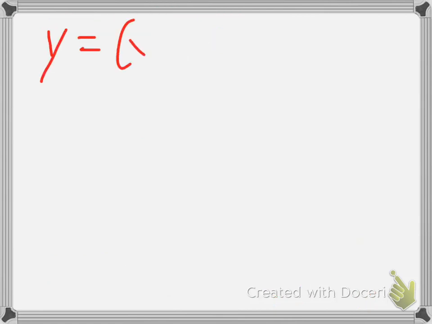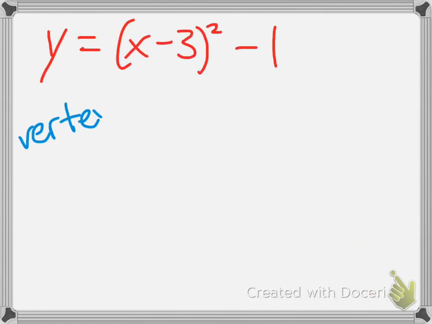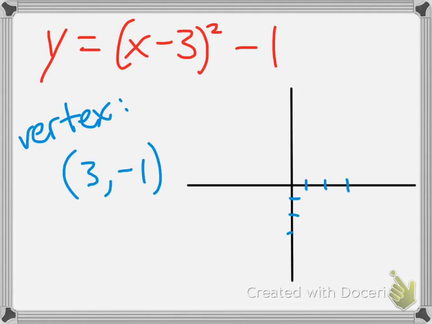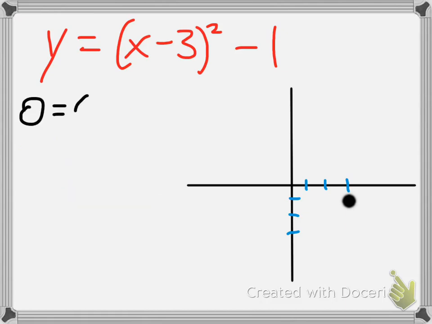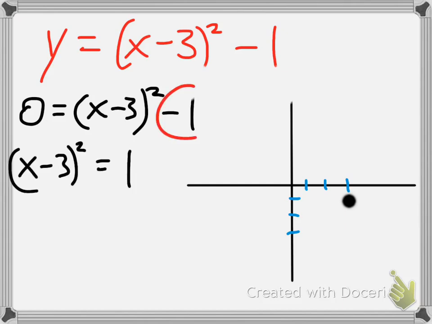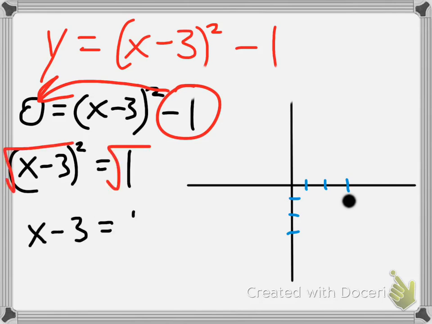Now what do we do with that information? Check this out. If the vertex is 3, negative 1, plot it. Then we're going to go back to this guy. Remember, just replace the y with a 0 and solve it. So move the 1 back over to the other side where it was. Square root both sides.